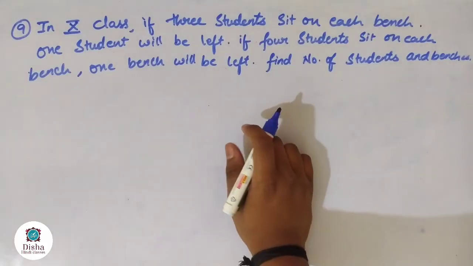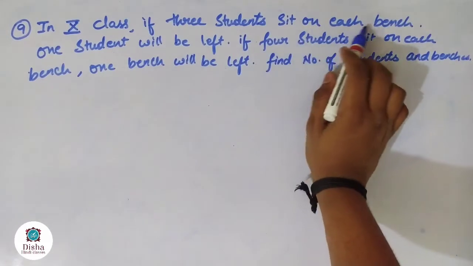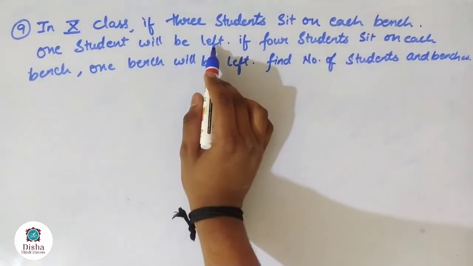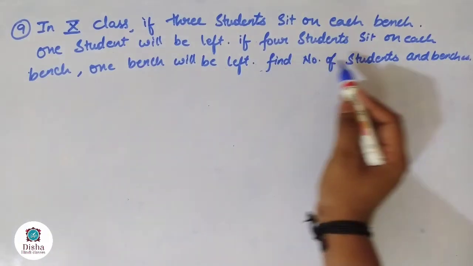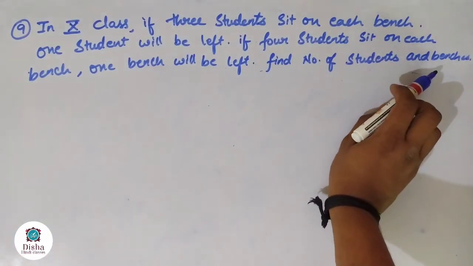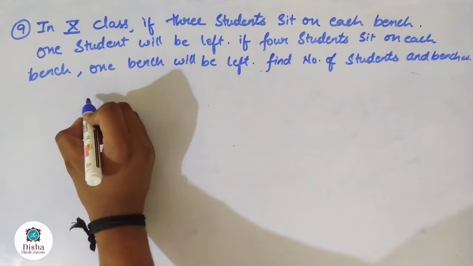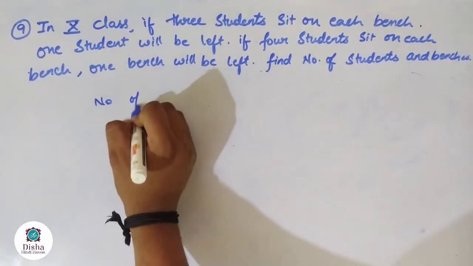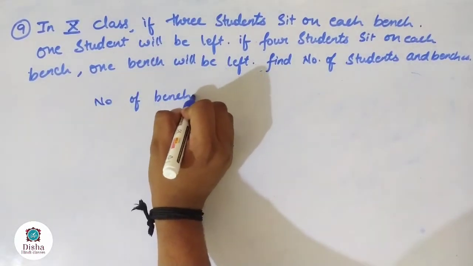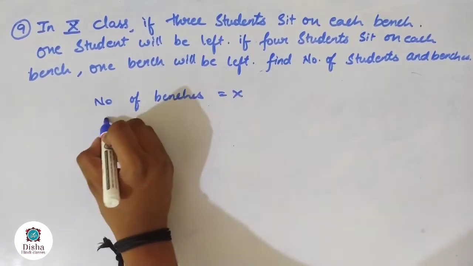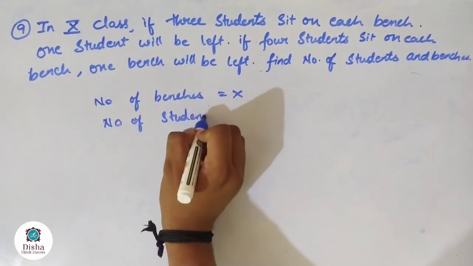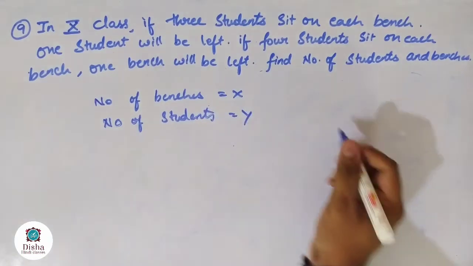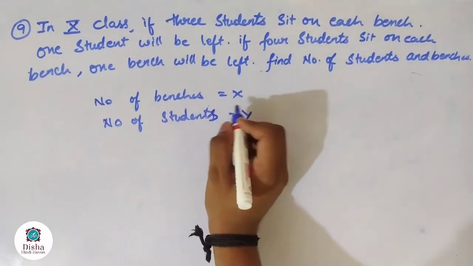Now the 9th question in class 10: If 3 students sit on each bench, 1 student will be left. If 4 students sit on each bench, 1 bench will be left. Find the number of students and benches. So let us consider the number of benches equals x and the number of students equals y.